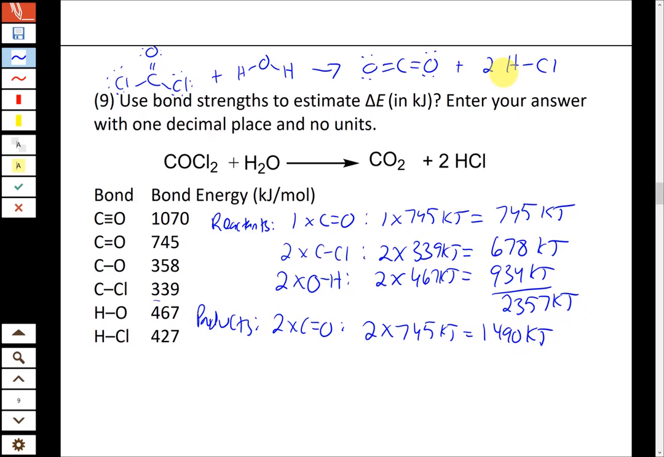And then we have 2 HCl. So each HCl has 1 bond, but there's a coefficient of 2, so there's going to be a total of 2 bonds between hydrogen and chlorine. And the HCl bond strength is 427 from our list of bond energies. So it's going to be 2 times 427, which is 854.